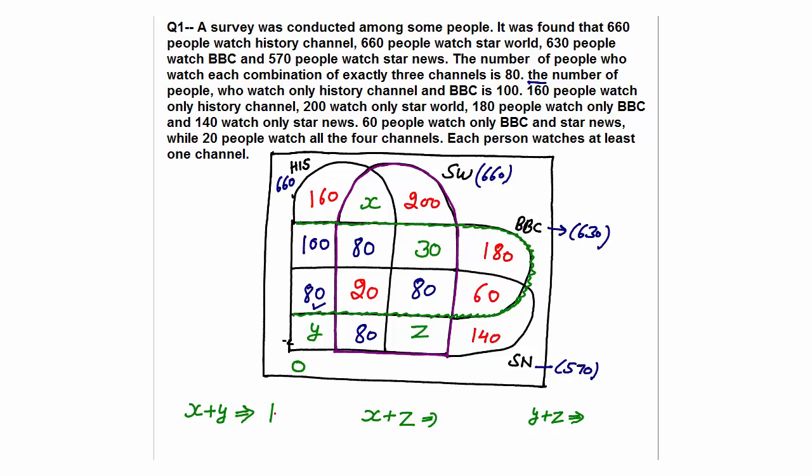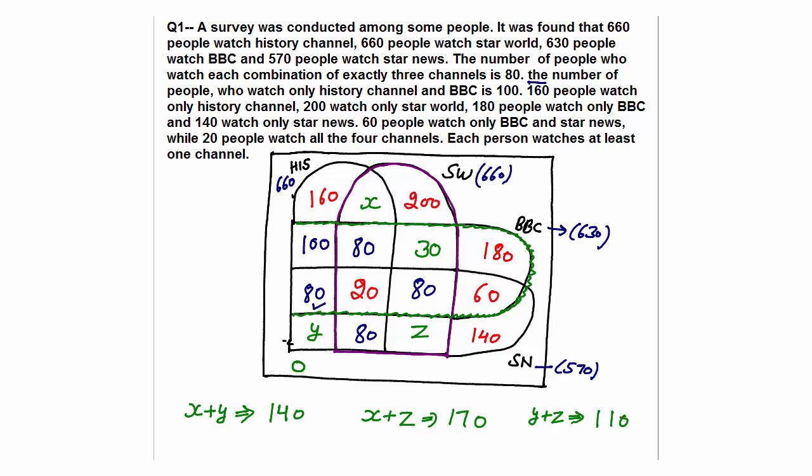Now here X plus Y will come 140. How I am calculating? 660 minus all these values, because if you add all these values, this total should be 660. So you will always get the value of X plus Y. So I am getting the value of X plus Y as 140. So this X plus Z will come 170. This Y plus Z will come 110.